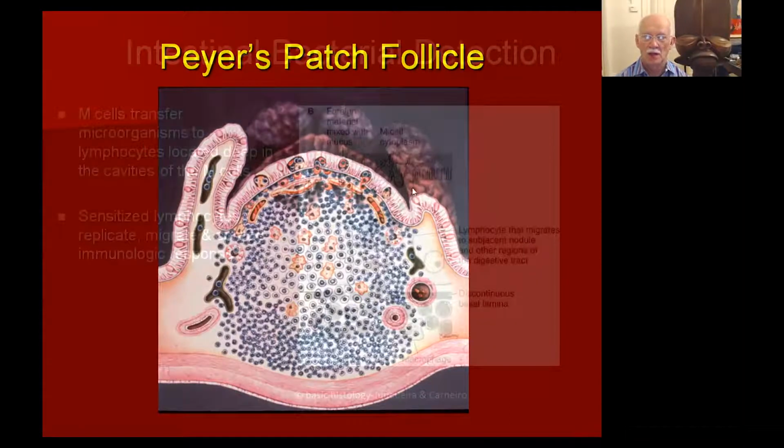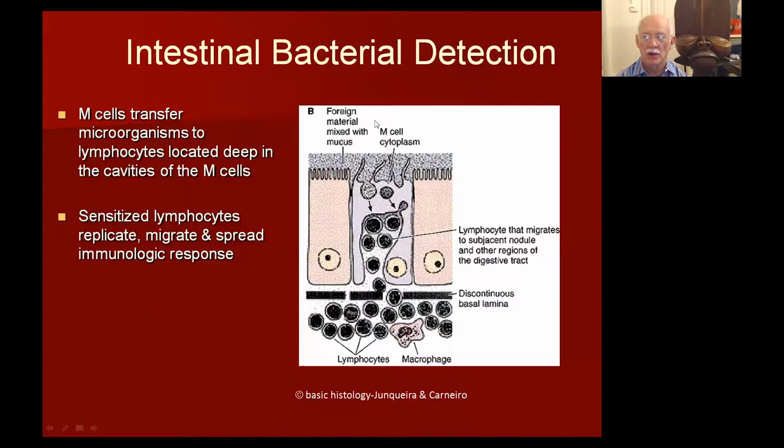M cells reach out, grab bacteria, pull them in vesicles, and release them below where they come in contact with lymphocytes and macrophages, which then migrate down through the basal lamina into the wall of the intestine, where they multiply and respond to the bacteria, viruses, or other materials that have been taken up from the lumen.